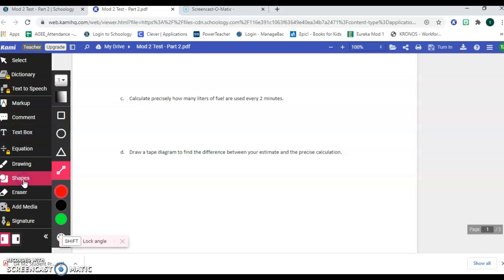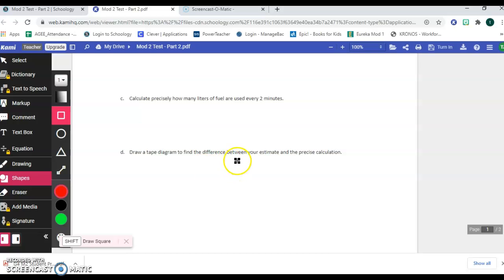I would recommend using the shapes feature and the rectangle to draw your tape, or tapes, depending on what type of problem you think this is. And we've modeled problems like this numerous times before, and you can feel free to dig back into the old files that we've done, or maybe your old work, to see what it looks like to draw a tape diagram to find the difference between two things.